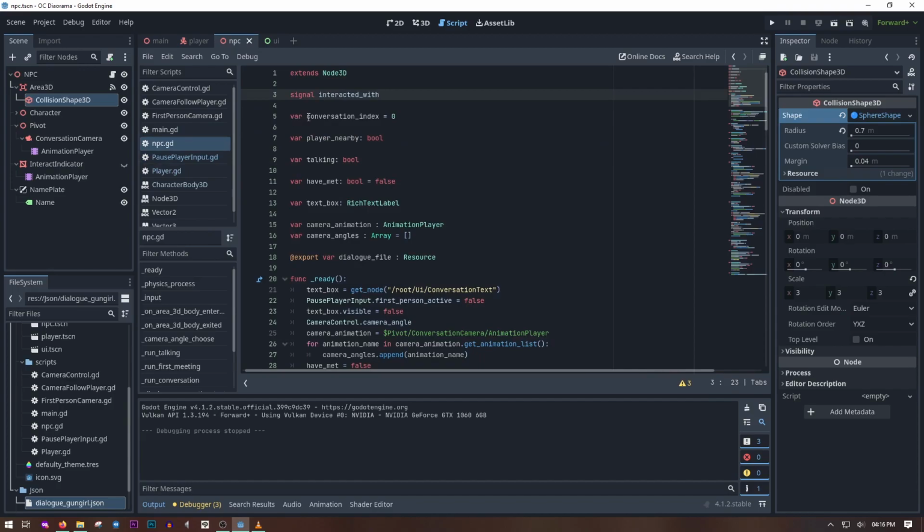We've got a variable, conversation index. This is about the conversation stuff. Player nearby bool. That's a very easy one to understand. If the player is nearby, it's true. Talking is if they're talking. Have met, which is a thing I wanted to do. When you first meet an NPC, they say a line or two, introducing themselves and saying, "Who are you?" And then after that, they don't say that.